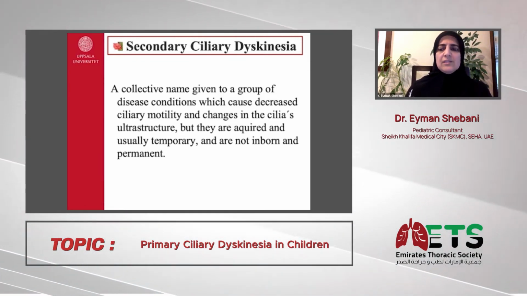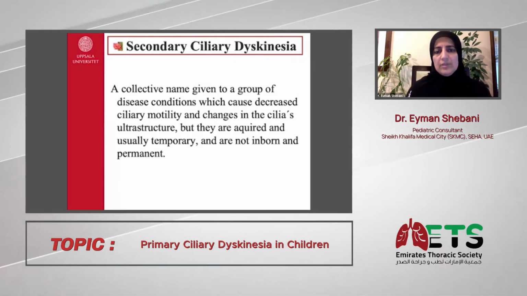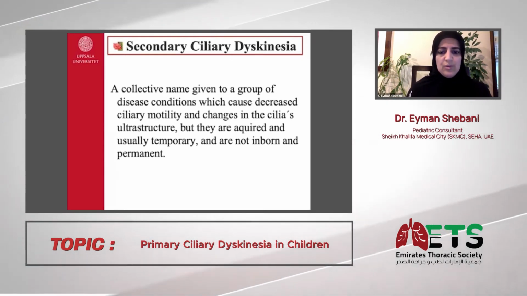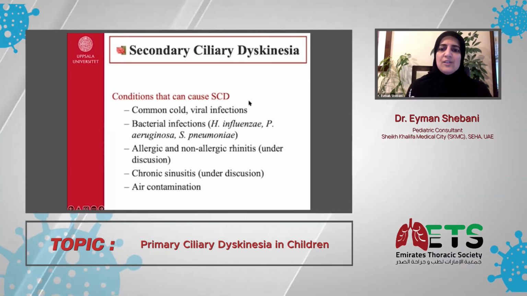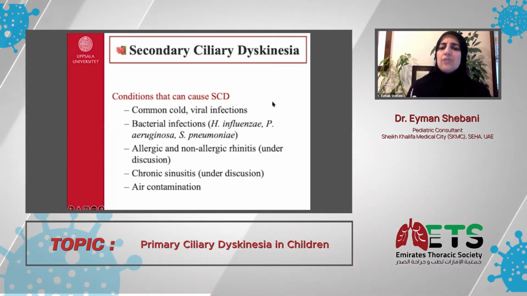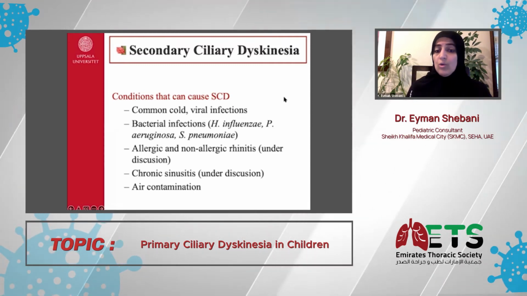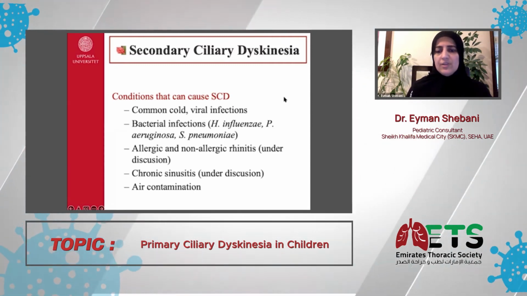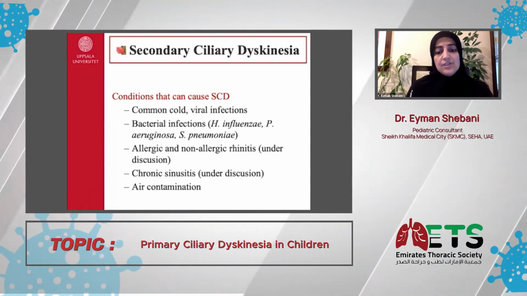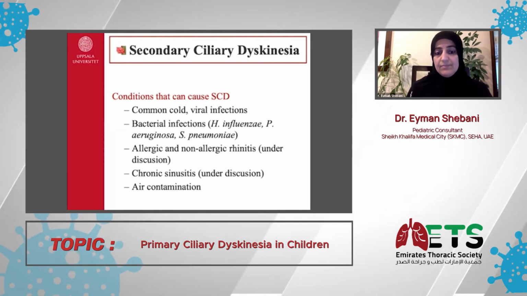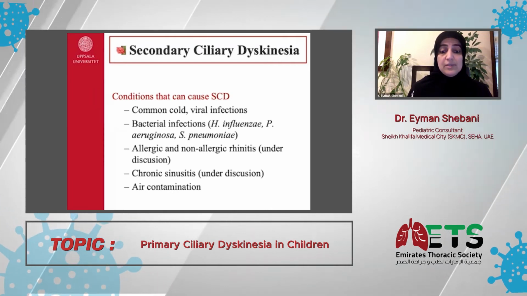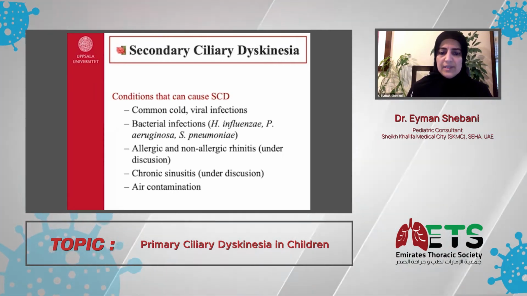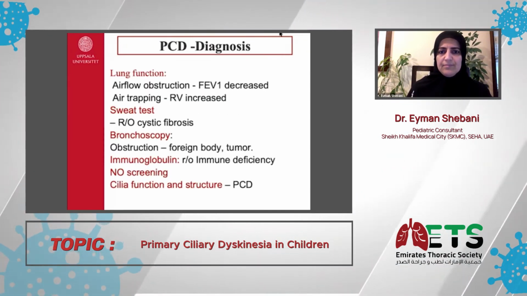It's always good to know about secondary, because you need to know why they called it primary. If you have something called primary, that means there's always a secondary, right? So what are the conditions that cause secondary? Common cold, viral infections, bacterial infections, allergic and non-allergic rhinitis, especially because when we're taking the samples, we're taking them mainly from the nose, as well as chronic sinusitis and air contamination.